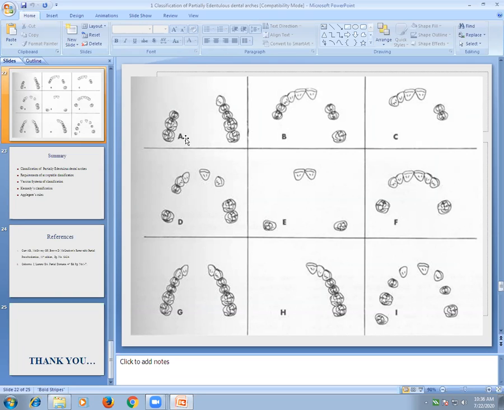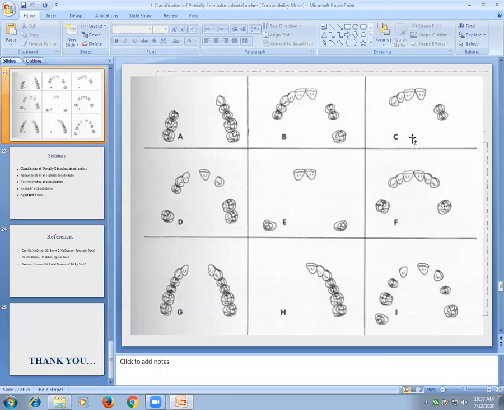In A, here you can see a single edentulous area crossing the midline. That's why it comes under classification 4, Kennedy's classification 4. In the next one, you can see the most posterior edentulous area is this. These are the modification areas. That's why it is a single unilateral edentulous area, and it comes under class 2. Kennedy's class 2 modification 2.